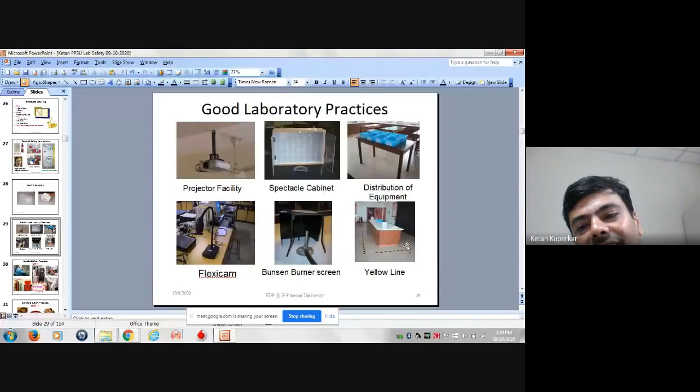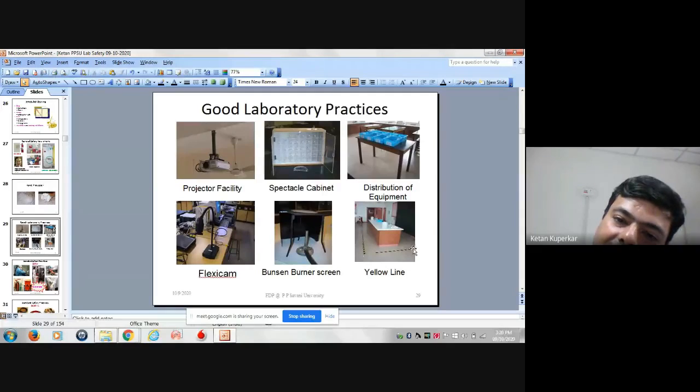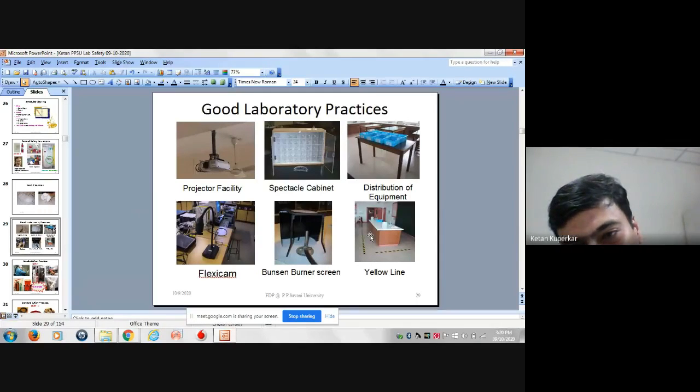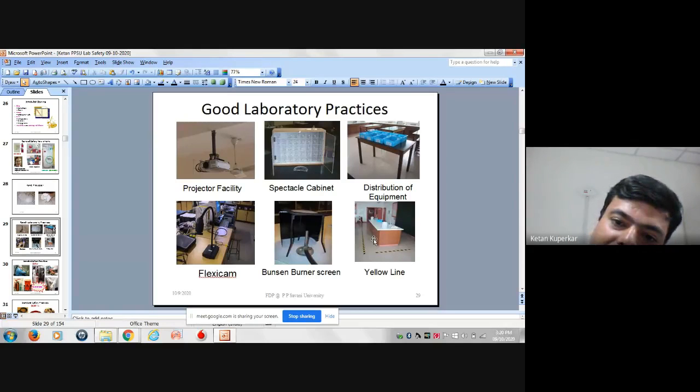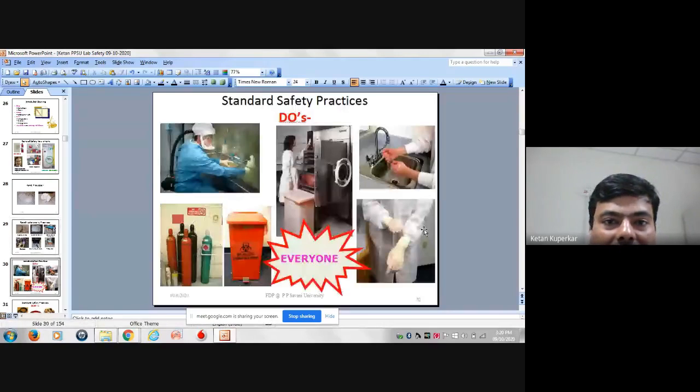In addition to this, I have hardly ever seen this kind of yellow line, which signals that if the equipment is not functioning, no one has the right to enter and touch the platform or the modular table where the experiment is.